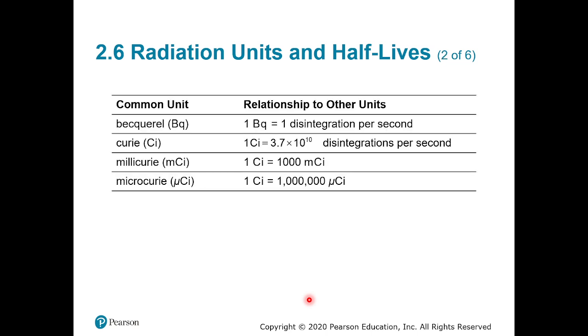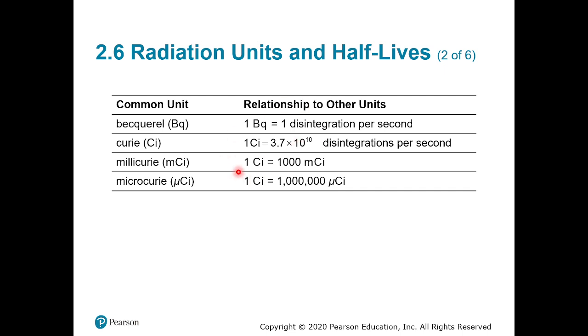So this right here is some of the different radiation units and some half-lives. Becquerel, again, 1 Bq. This is a disintegration per second. Curie is 3.7 times 10 to the 10th disintegrations per second. You can really date the ages of these things by the fact that it's not a mole or anything. It's just a weird number right here.